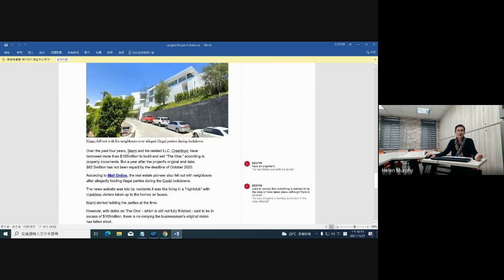talks about the real estate developer falling out with his neighbors. So falling out means to have an argument with somebody. So here it says the real estate pioneer fell out with neighbors after holding illegal parties during the COVID lockdowns. Okay, so you might fall out with your friends or family.